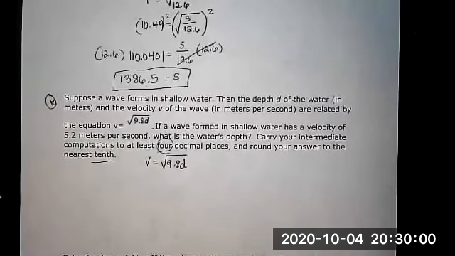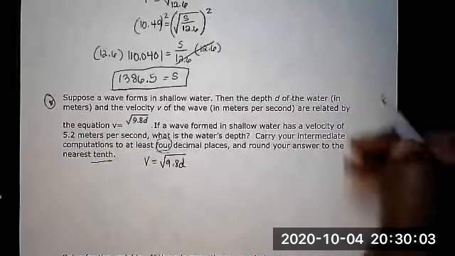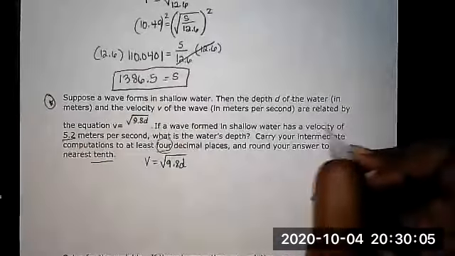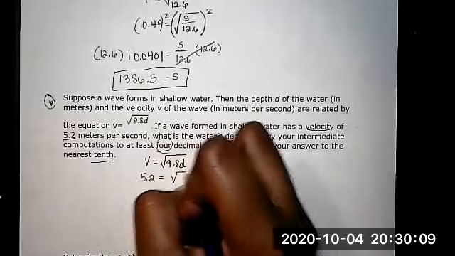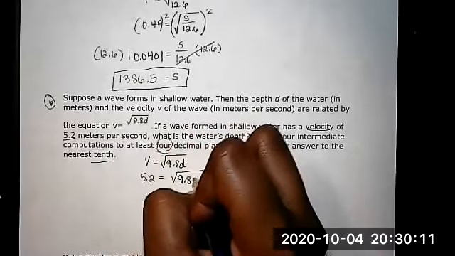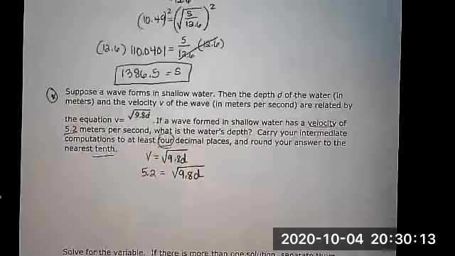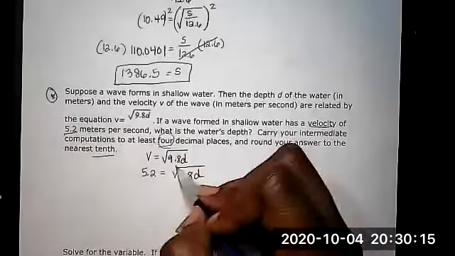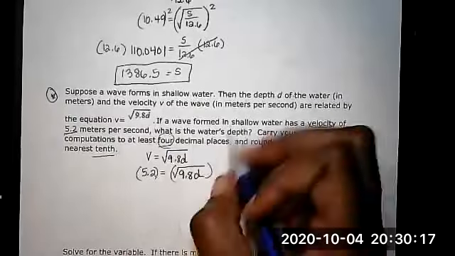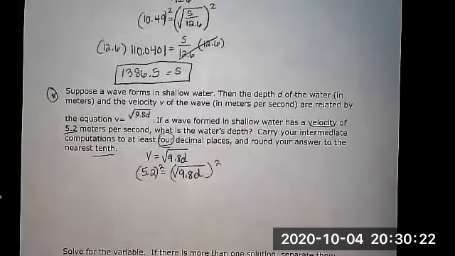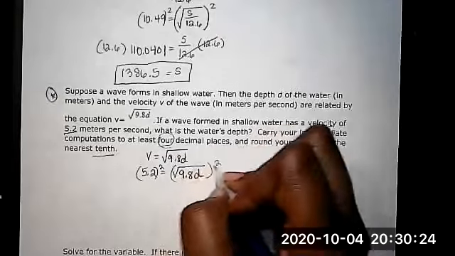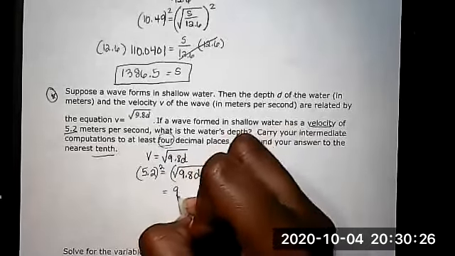They're giving us the velocity as 5.2, okay? The velocity is 5.2. We don't know what the depth is at that velocity, so what we're going to do is square this. We need to get that out of the square root, and we know squaring a square root becomes just 9.8d.